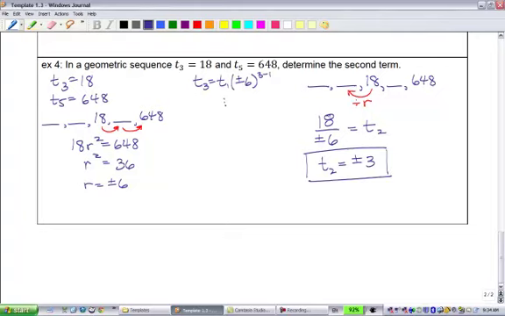Thus ends the examples for sequences and series, geometric sequences.